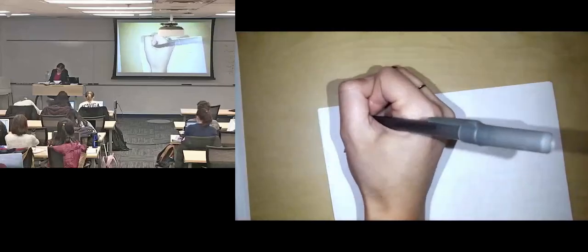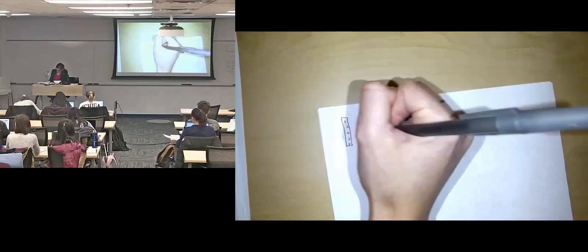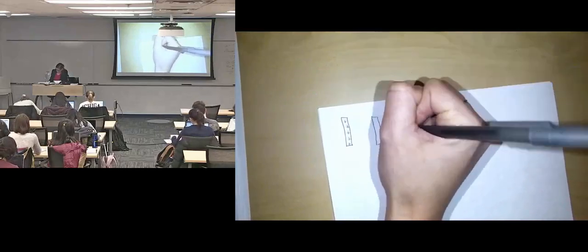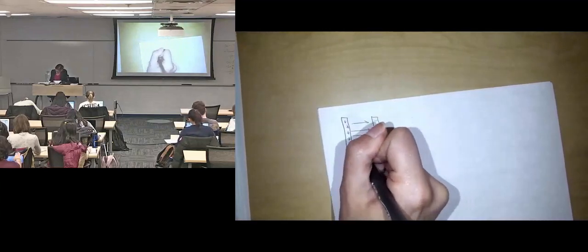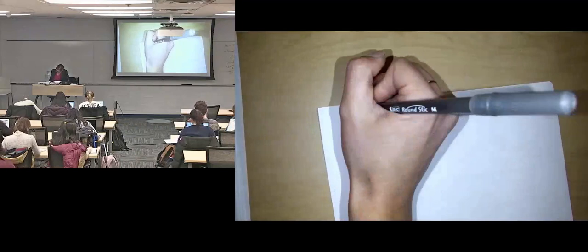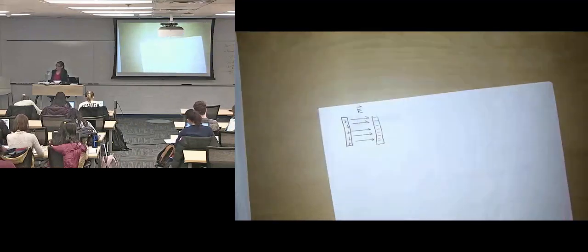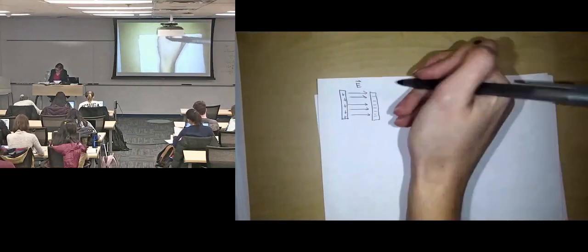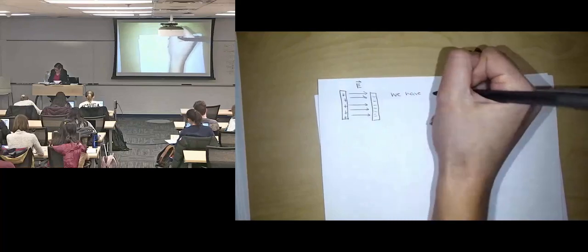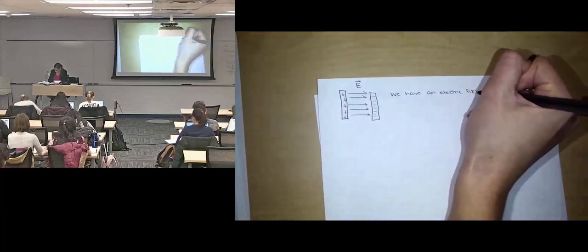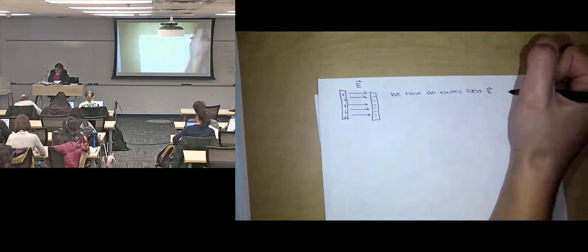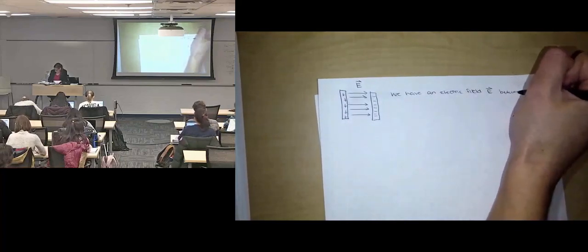So let's say we have an electric field. Let's set up an electric field between two charged plates. And the magnitude of the field is given by this capital E. So we have an electric field between two charged plates.